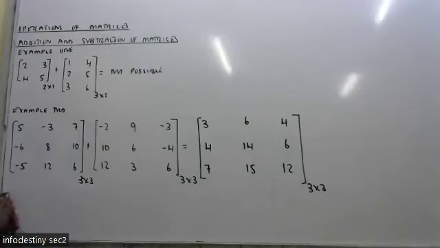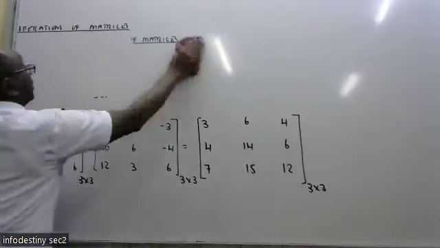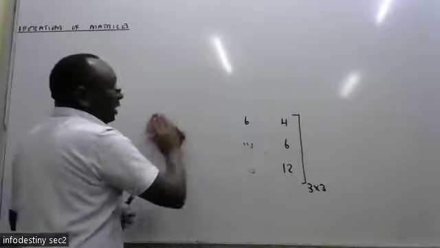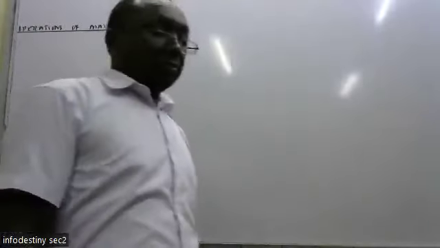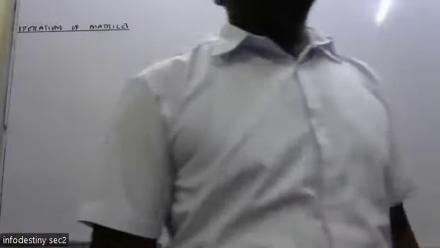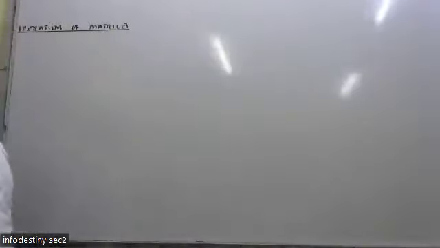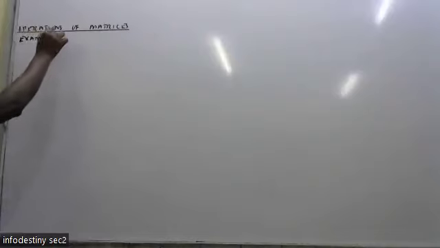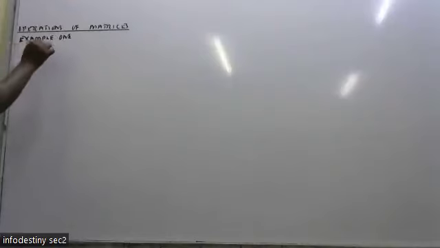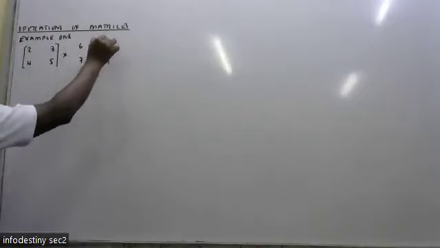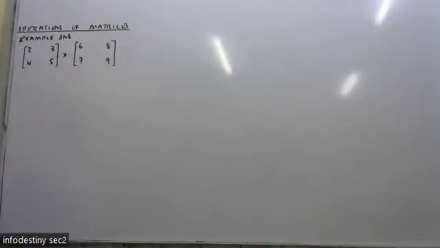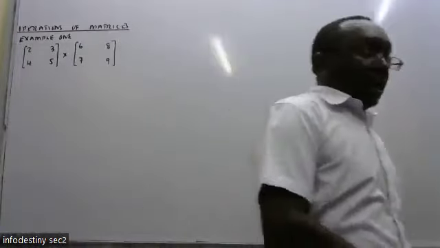Very, very simple. Let's now look at multiplication of matrices. So, sasa, if you are given two matrices to multiply, 2, 3, 4, 5, and you are told to multiply 6, 7, 8, 9. You are told to multiply something like that.